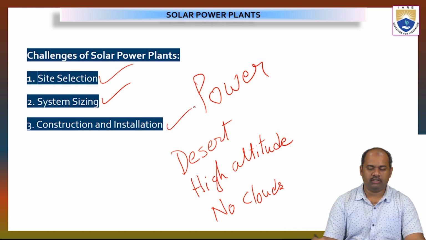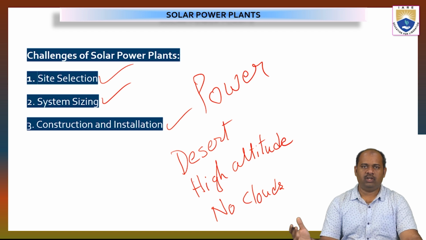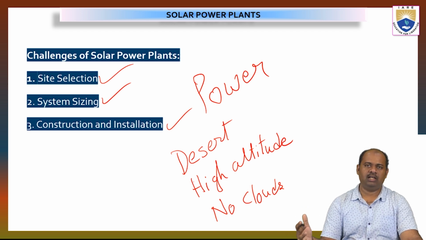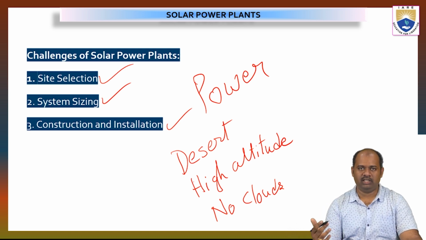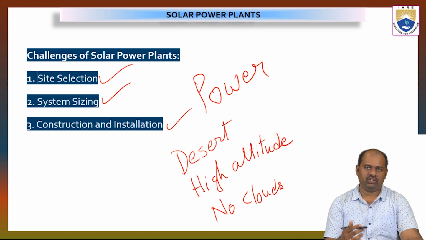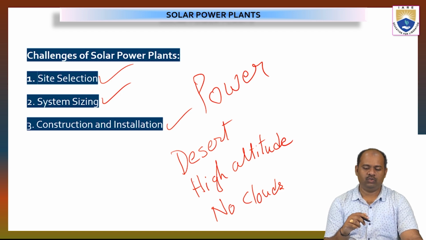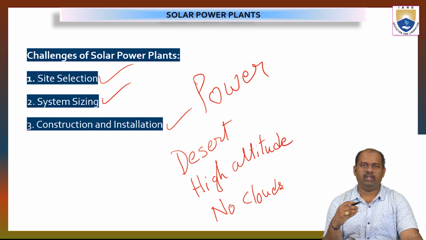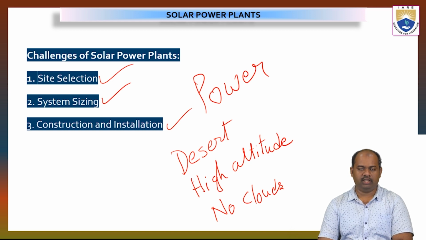And then construction and installation. We should not choose a place where no transportation is possible. There should be road transport or train transport, so that the equipment, the solar panels or the solar batteries, can be easily carried to the site selected for installation. The site construction and installation should be very easy, so we should choose a place with very good transportation facilities. Okay, so these are some of the challenges faced while installing a solar power plant.